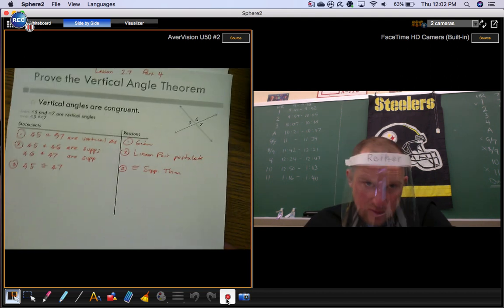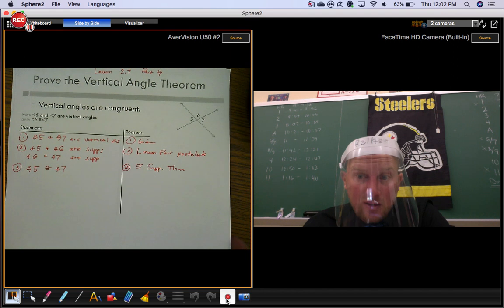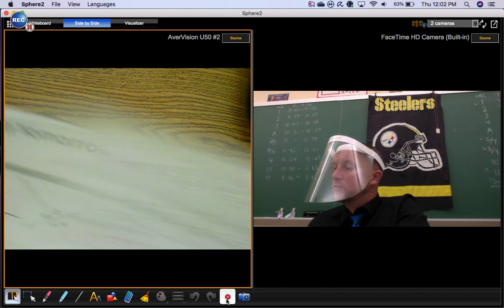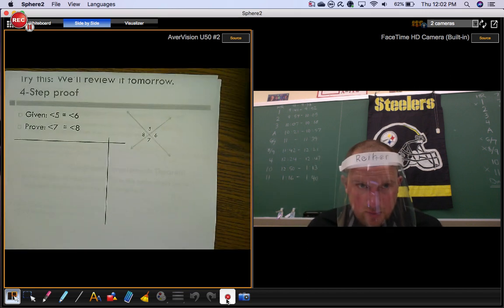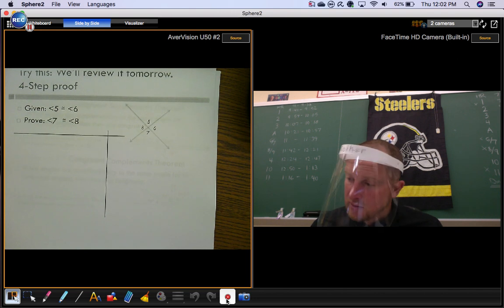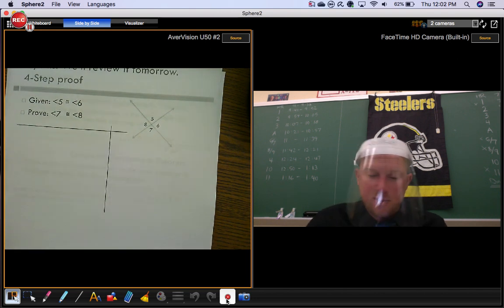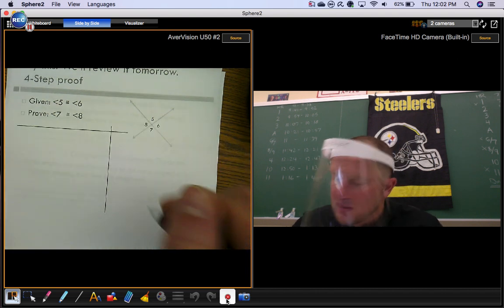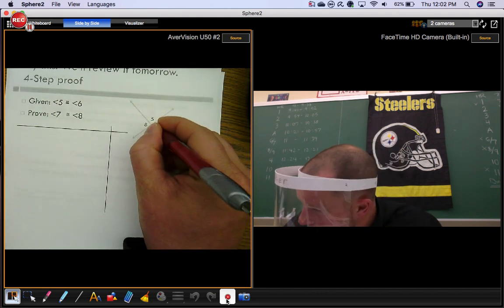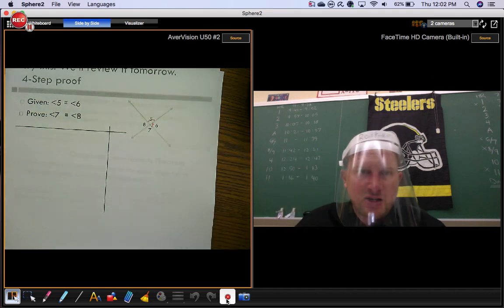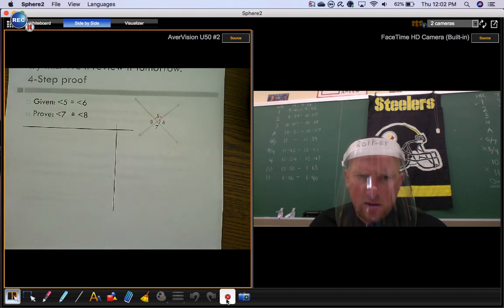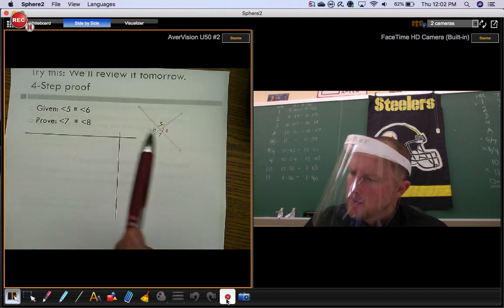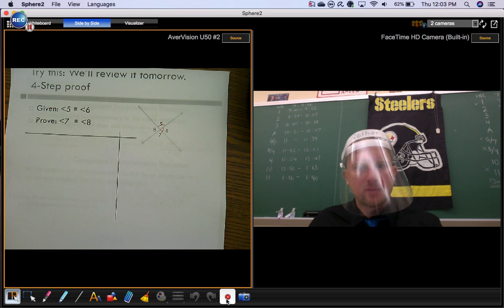Okay, so we just proved the vertical angle theorem. That means you may use it in another proof. Try this one. This is a 4-step proof. Here's a diagram. They're telling you that angle 5 is congruent to angle 6, so I can put matching arcs there. There's one arc on each angle. Just knowing that, and anything else that we've already gone over, do you think you could prove that angle 7 is congruent to angle 8?